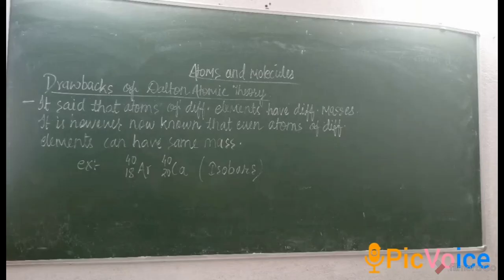Next, Dalton's atomic theory said that atoms of different elements have different masses, but now atoms of different elements can have the same masses, like argon and calcium. Argon has atomic number 18 and calcium has atomic number 20, but the mass number of argon and calcium is the same, which is 40, and this is known as isobars. So isobars are different elements having different atomic numbers but the same mass number.